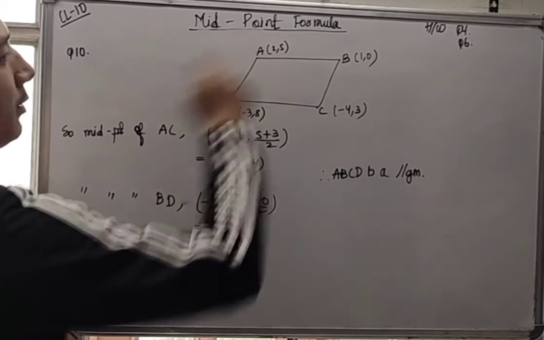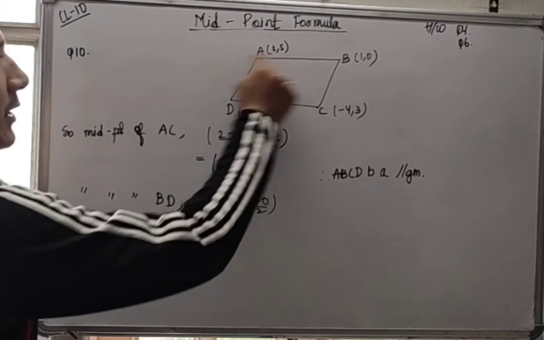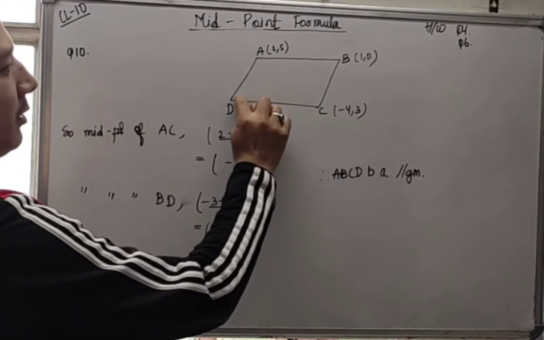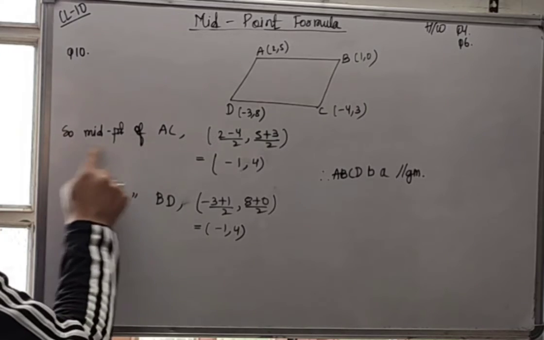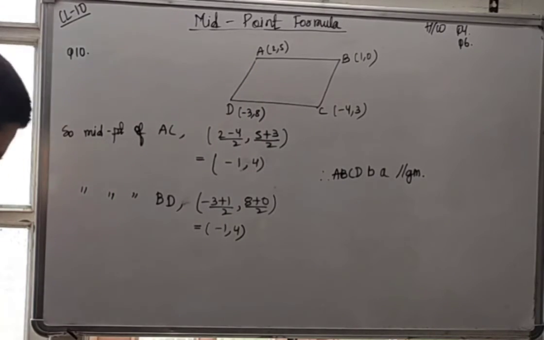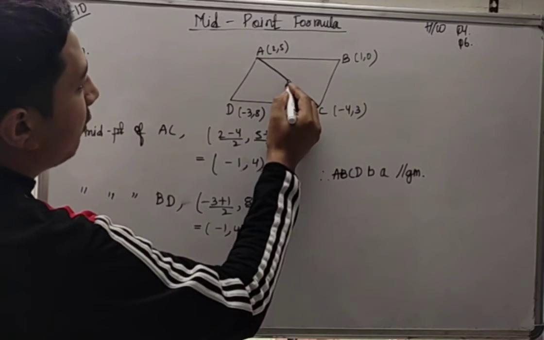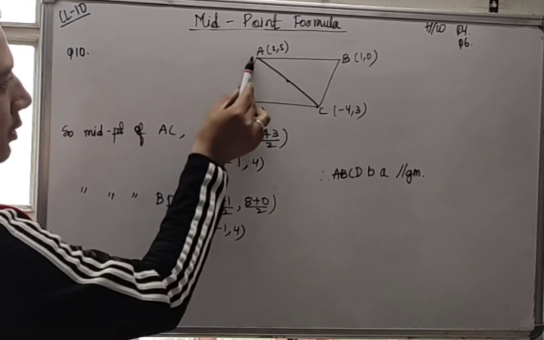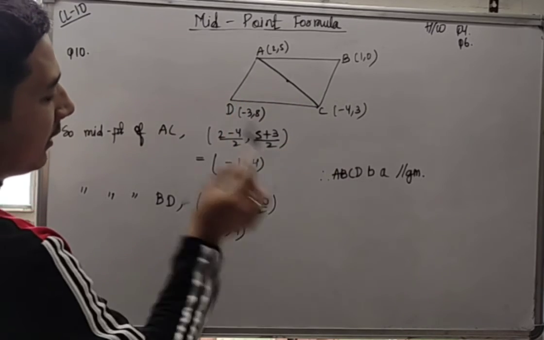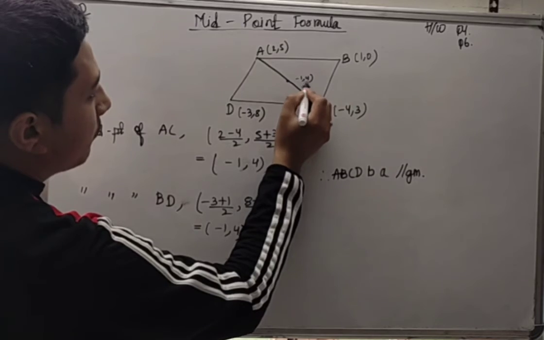In question number 10, the question says A, B, C, D are the vertices of a quadrilateral. So four-sided figure, it's a quadrilateral. Find the midpoint of AC and find the midpoint of BD. So let's find the midpoint of AC. If I need to find the midpoint of AC, boys, please join these two. Your midpoint will be somewhere out here. So (2 minus 4) divided by 2, (5 plus 3) divided by 2. Simplify, you'll get (-1, 4). So it is (-1, 4).